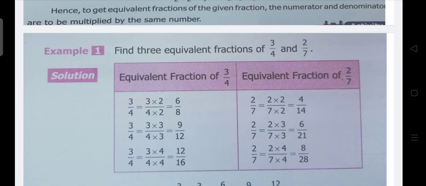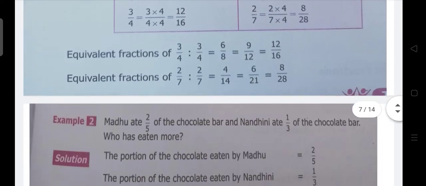Again 2 by 7. Equivalent fractions of 2 by 7. Multiply both numerator and denominator by 2. 2 into 2 by 7 into 2, you will get 4 by 14. Again 2 by 7, 2 into 3 by 7 into 3, you will get 6 by 21. 2 by 7 is equal to 2 into 4 by 7 into 4, you will get 8 by 28. So the equivalent fractions of 2 by 7 are 4 by 14, 6 by 21 and 8 by 28.